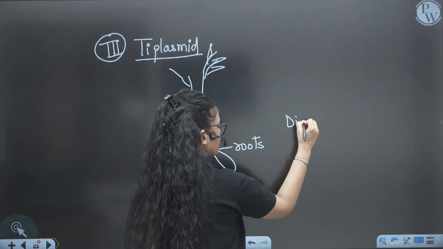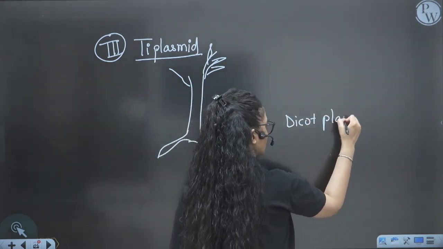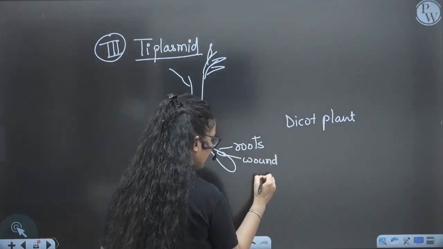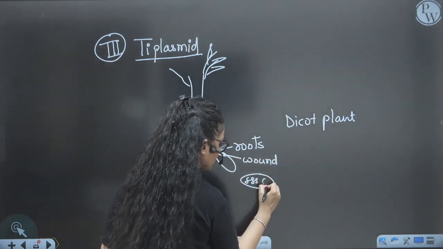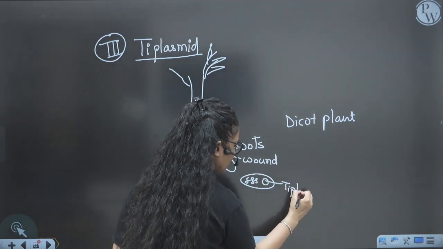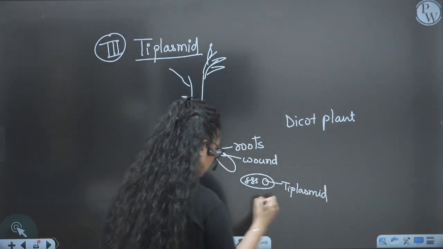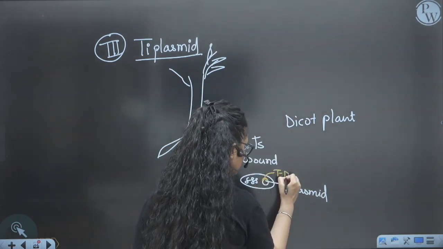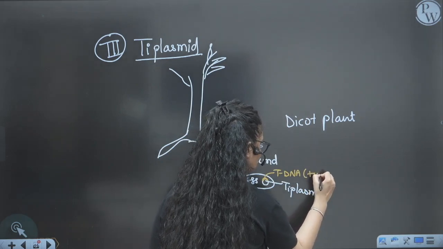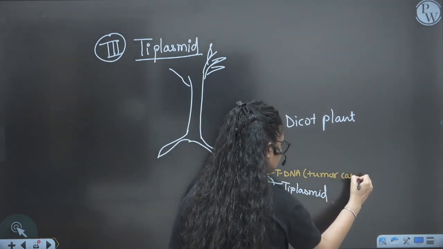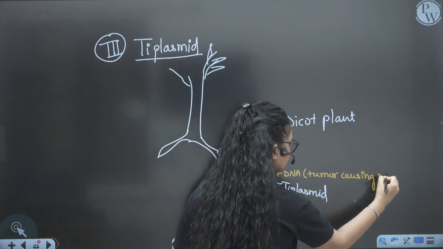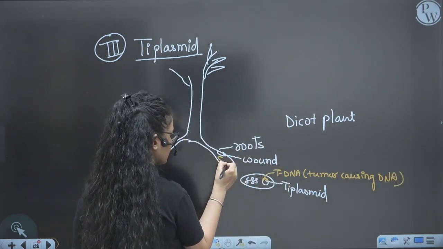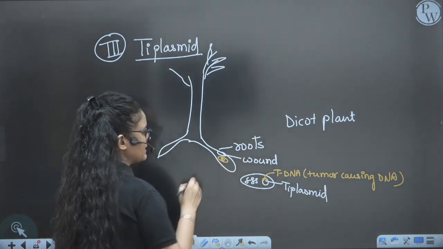And this is the dicot plant. Suppose its roots have some wound. There is a wound in the root and there is a soil-borne bacteria which has the Ti plasmid, right? This Ti plasmid has the tDNA, tumor causing DNA, or T for transfer, right? So this tumor causing DNA will transfer and inject, it basically incorporates with the DNA of the plant cell.